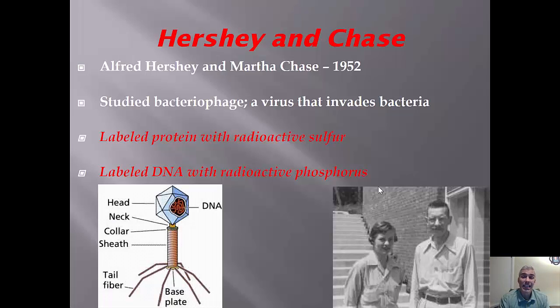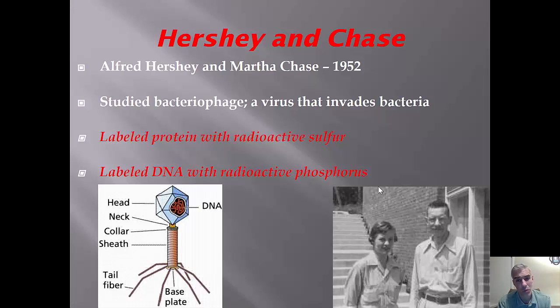So then, in a separate experiment, about 8 years later, Alfred Hershey and Martha Chase, or the Hershey and Chase experiment, what they did, and you've actually seen one of your tests had a question like this on it related to this, but you didn't have to know about this at the time. What they did was they radioactively labeled a phage with either radioactive sulfur or radioactive phosphorus.